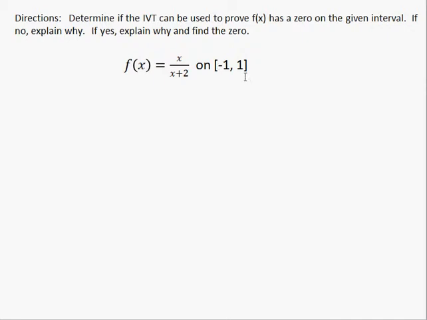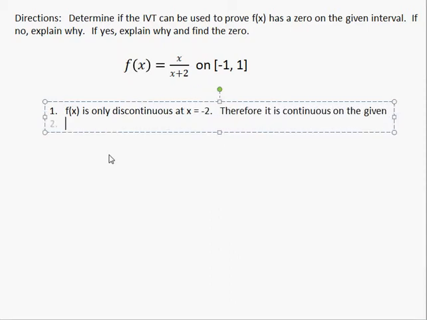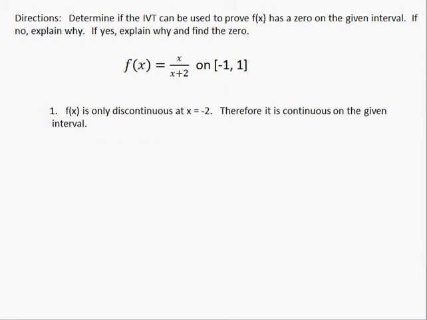All right, we got the interval -1 to 1, and this is our function, and it turns out that f of x is discontinuous at -2, but -2 is not on the interval. So that's exactly what I'm going to say. So first condition is f of x is discontinuous at x equals -2. Okay, and actually I'm going to say it's only discontinuous at x equals -2. Therefore, it is continuous on the given interval. Okay, so that's condition 1. Our function is continuous. Now we need to check the endpoints.